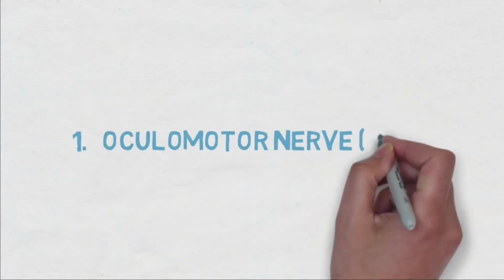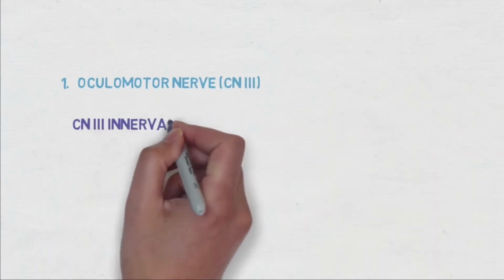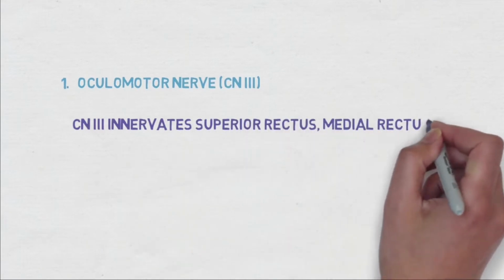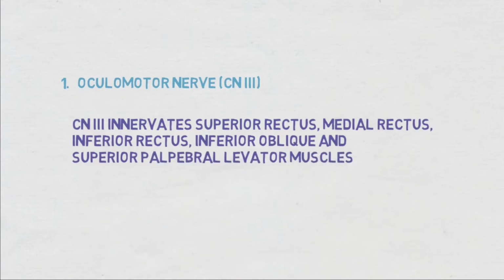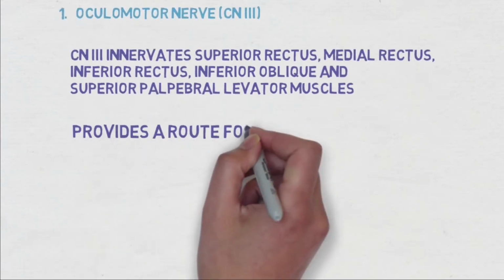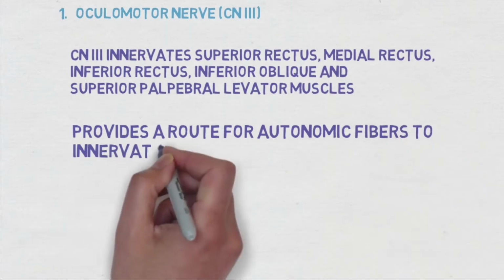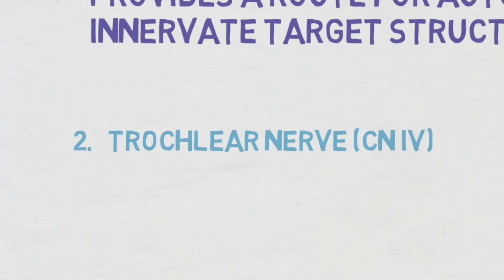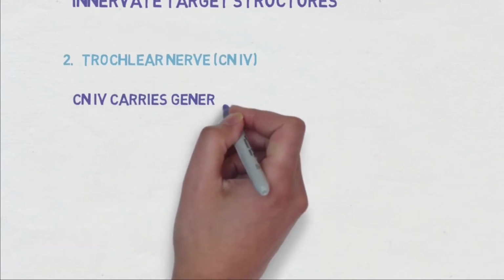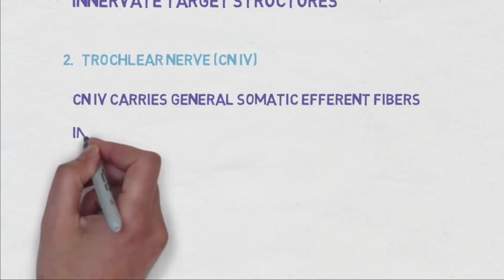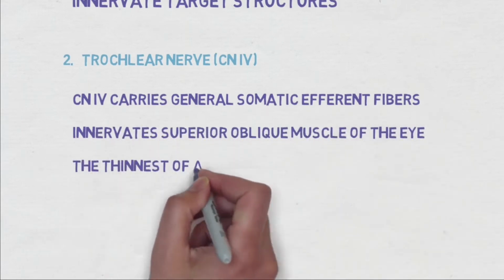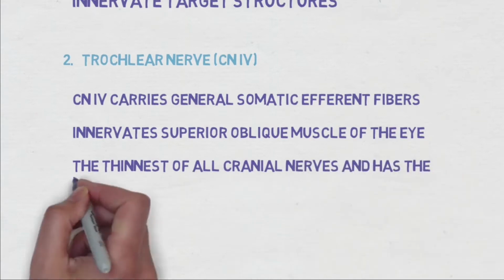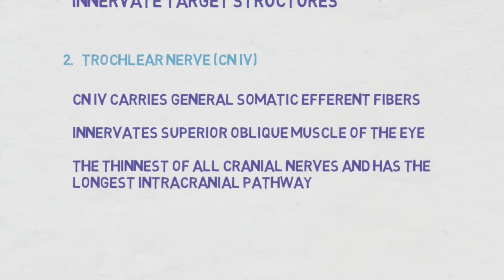Firstly, the oculomotor nerve. Cranial nerve number 3 innervates the superior rectus muscle, medial rectus muscle, inferior rectus muscle, inferior oblique muscle, and superior palpebral levator muscles. It also provides a route for autonomic fibers to innervate their own target structures. The trochlear nerve, which is cranial nerve number 4, carries general somatic efferent fibers that exclusively innervate the superior oblique muscle. It is also the thinnest of all cranial nerves and has the longest intracranial pathway.